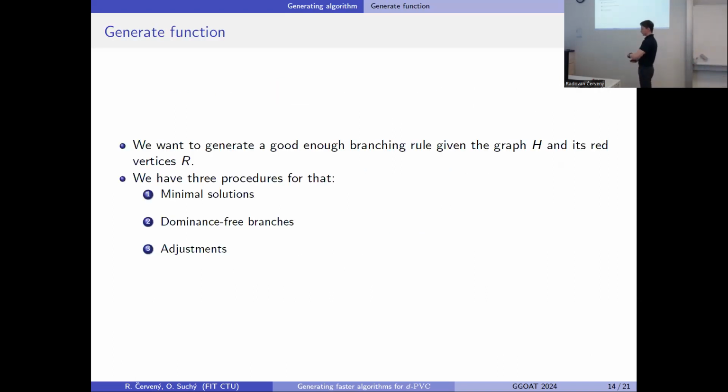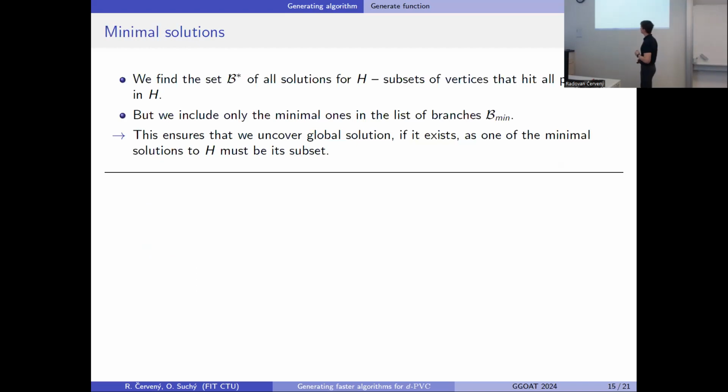So, we have expanded our list, so we have larger structures that we can look at. We have annotated these structures with these red vertices, and this is the input for the next step. Now we are ready to generate the actual branching rules, the branches. Again, this is a three-part process in our case, and the first is the minimal solutions, which is basically the most naive thing you can do to ensure that the branching will be correct.